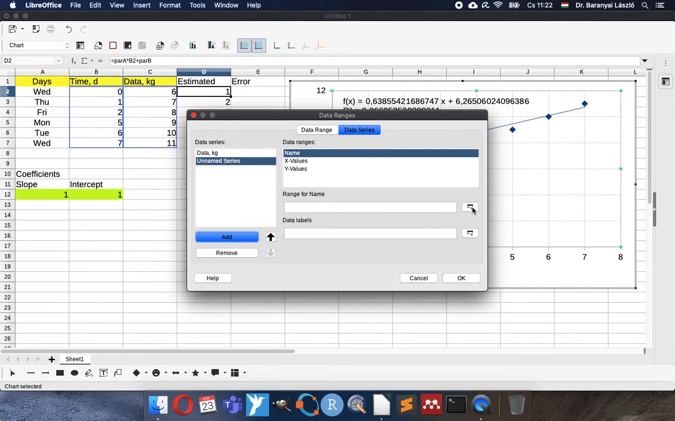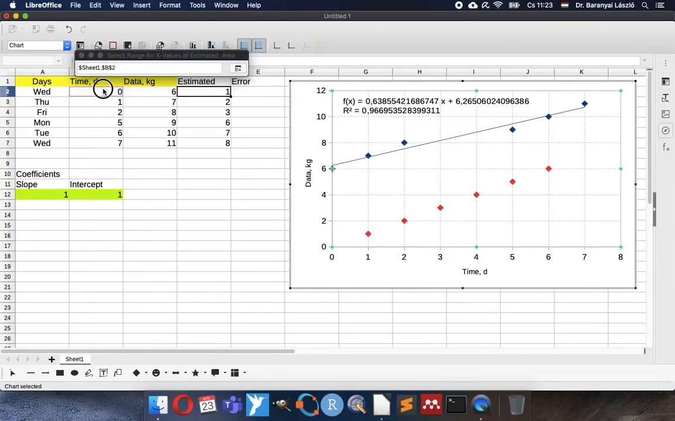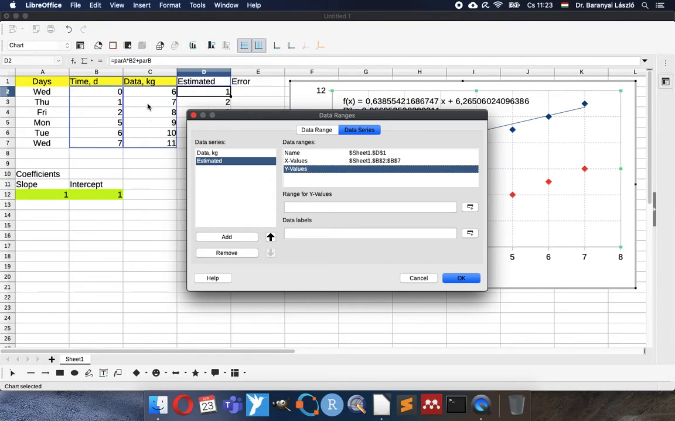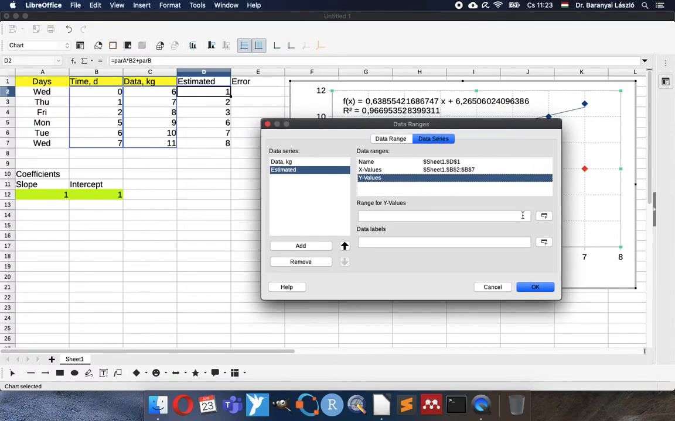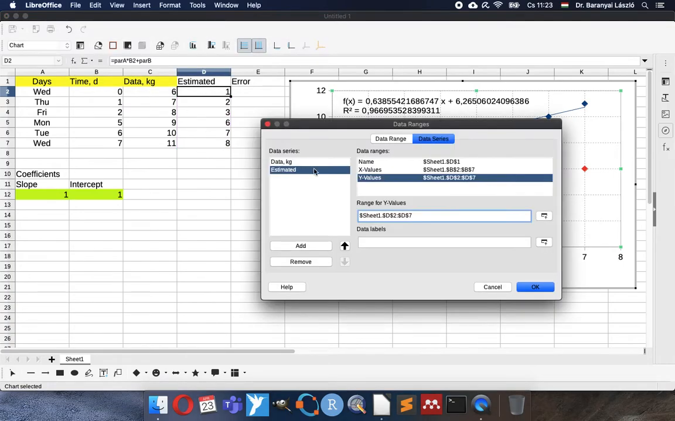Add, the name will be estimated, the x values will be the time, like in previous case, and the y values will be the estimated values. Sorry, I have to move it away. And here are the estimated values.